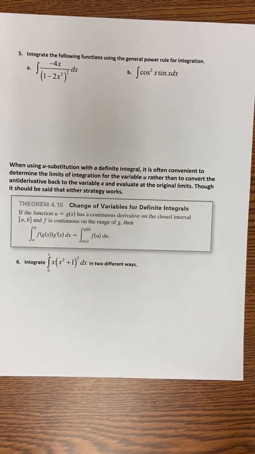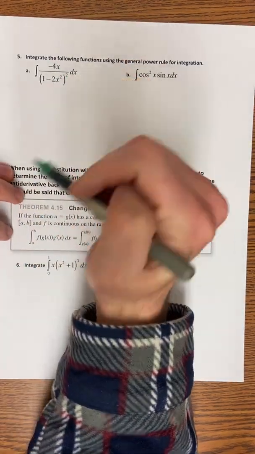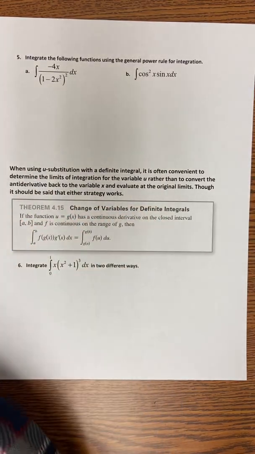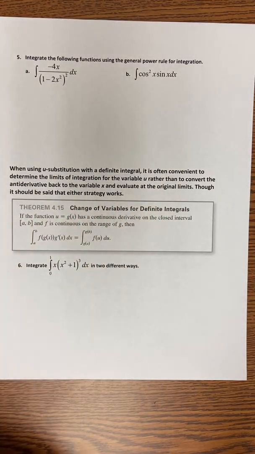Okay guys, let's pick up where we left off in 4.5. This is the u substitution portion of integration. So let's pick up some of these more complicated ones. Again, I have the integral of negative 4x over 1 minus 2x squared, quantity squared.